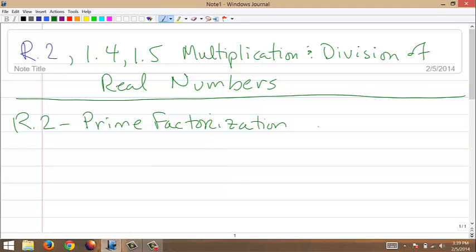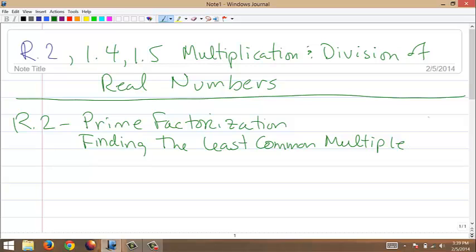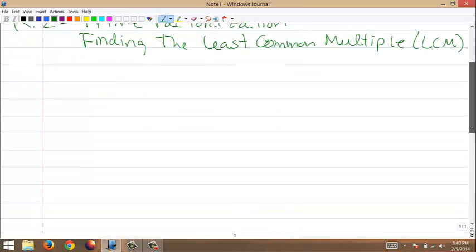Another thing that's going to be important is finding the least common multiple, or sometimes referred to as the LCM of a number. And so basically the LCM, the least common multiple of two numbers, is the smallest number that those original two numbers that were given will divide into evenly. And so I'll go into more details about how to find that as well. All right, so let's start off with prime factorization.